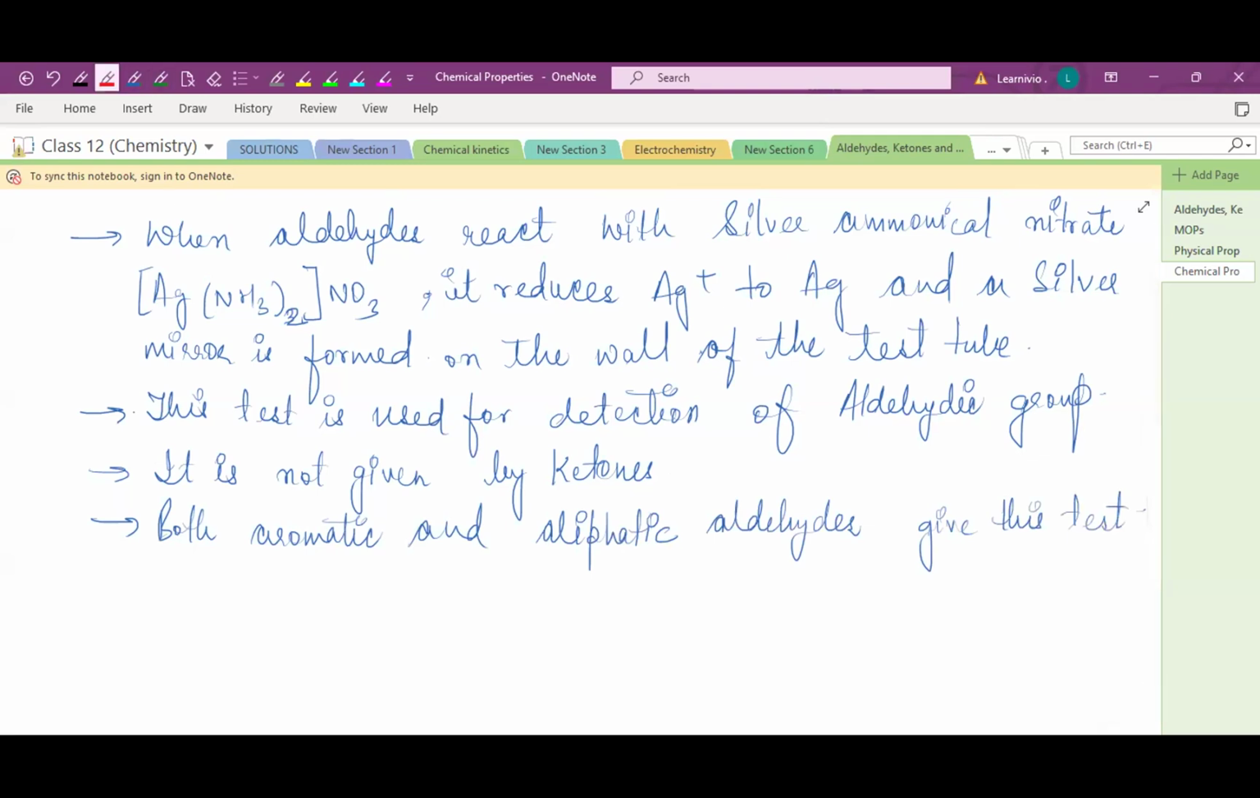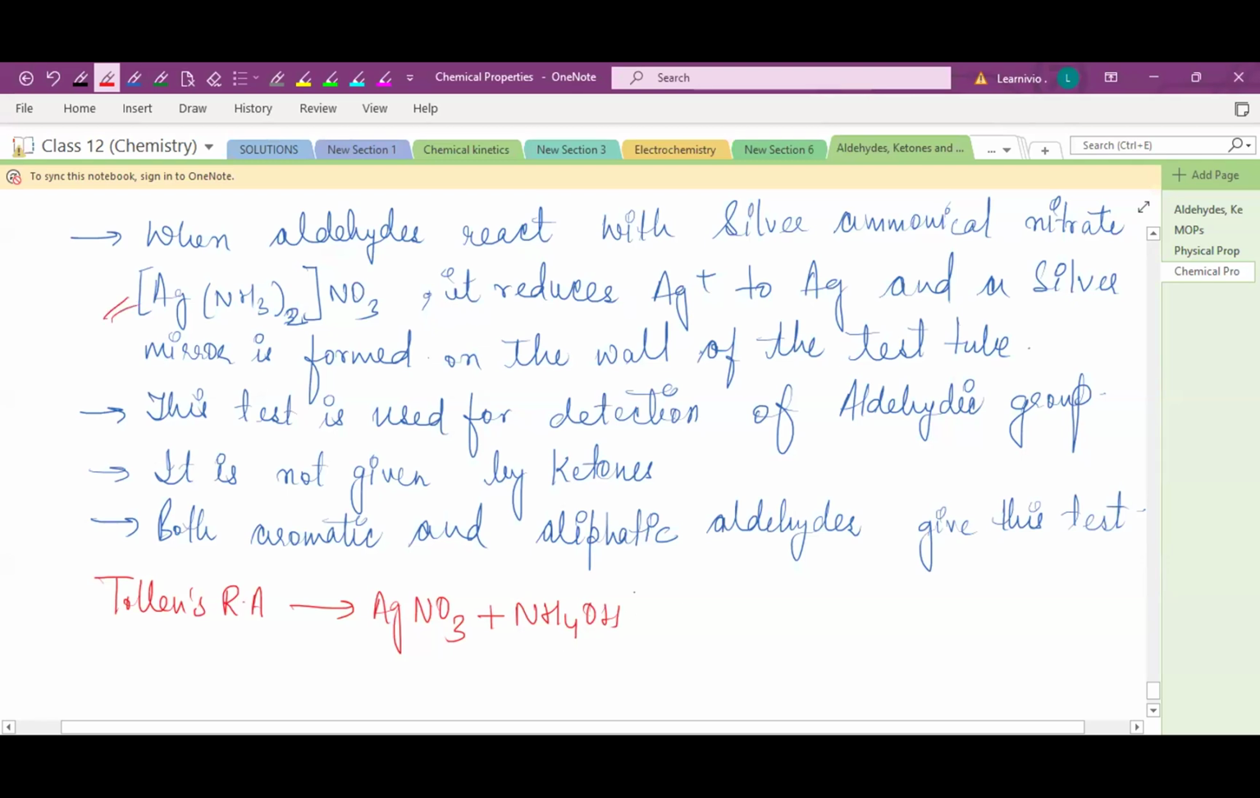And what is Tollens reagent? You can write down: Tollens reagent is AgNO3, silver nitrate, plus ammonium hydroxide, NH4OH. You can take this combination also. Basically, at last it will give you silver ammoniacal nitrate. When you add silver nitrate with ammonium hydroxide, you will get this product.